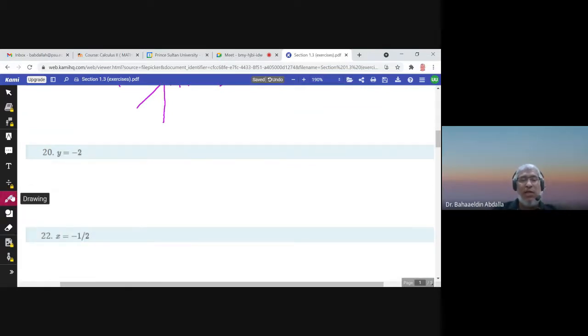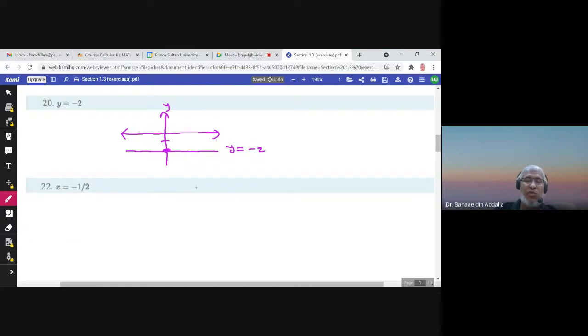Y equals negative 2. This line is a horizontal line. This is the y-axis. So y is always negative 2, and that's the graph of this line. This is y equals -2. Remember, the x-axis has the equation y equals 0.